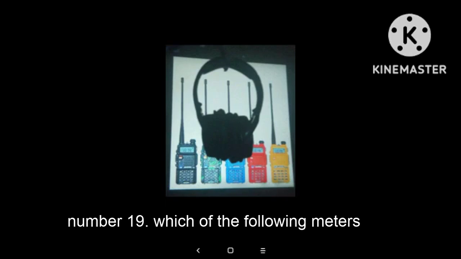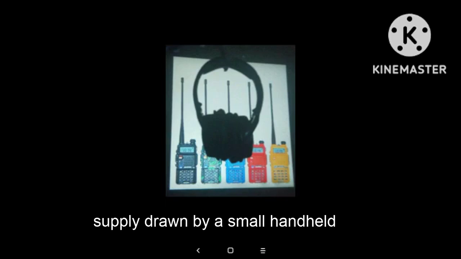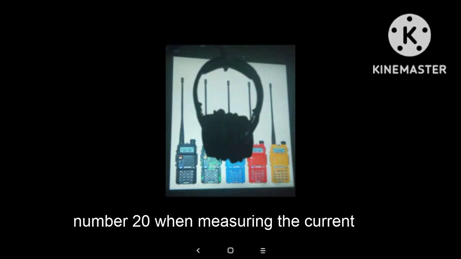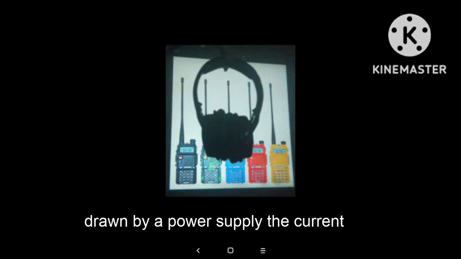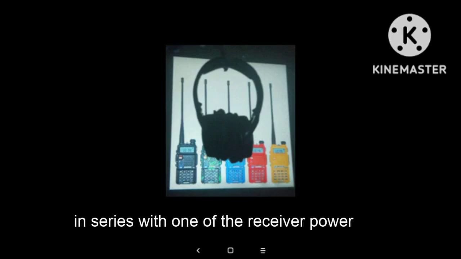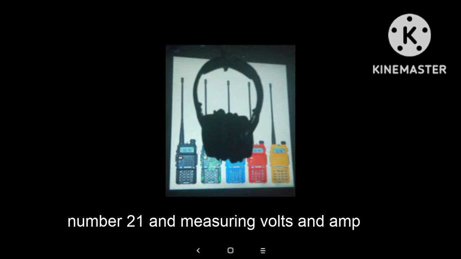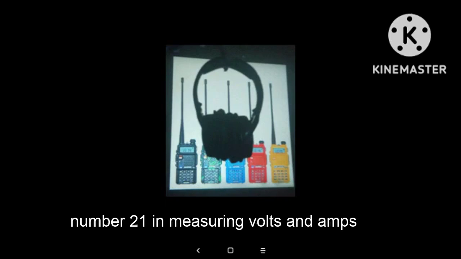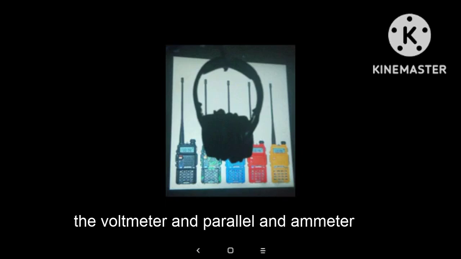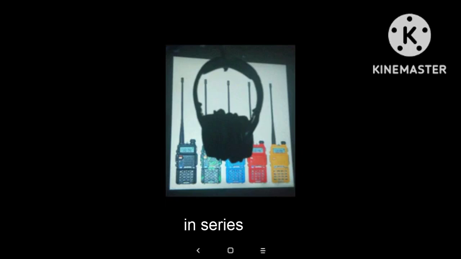Number 19. Which of the following meters would you use to measure the power supply drawn by a small handheld transistorized receiver? A DC ammeter. Number 20. When measuring the current drawn by a power supply, the current meter should be placed in series with one of the receiver power leads. Number 21. In measuring volts and amps, the connection should be made with the voltmeter in parallel and ammeter in series.